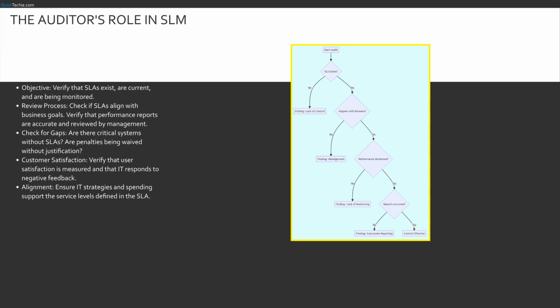This logic flow guides the auditor. First, does the SLA exist? If no, finding. If yes, is it aligned with business needs? If no, finding. Is performance monitored? If no, finding. Are the reports accurate? If no, finding. Only if we pass all these gates do we conclude the control is effective.